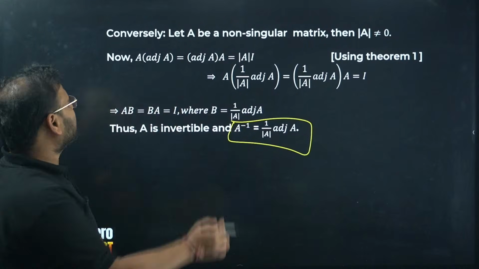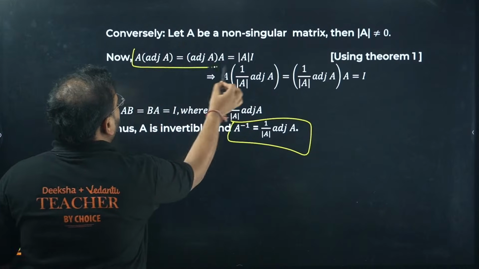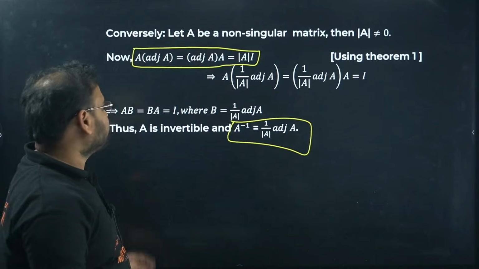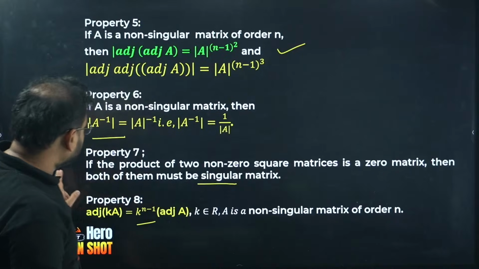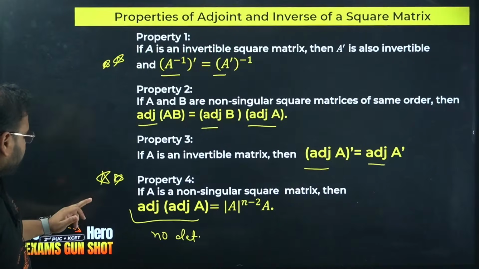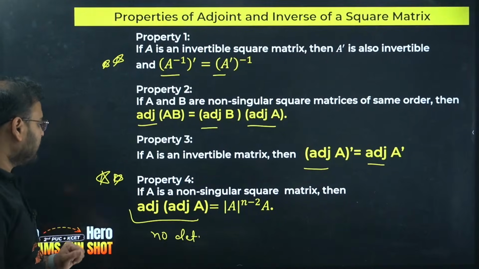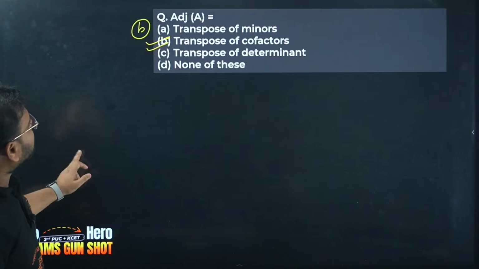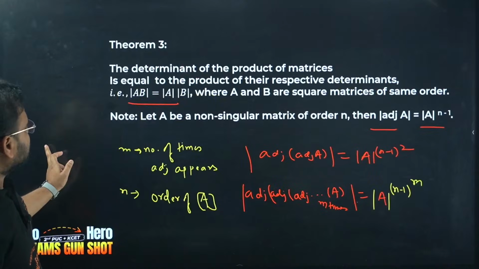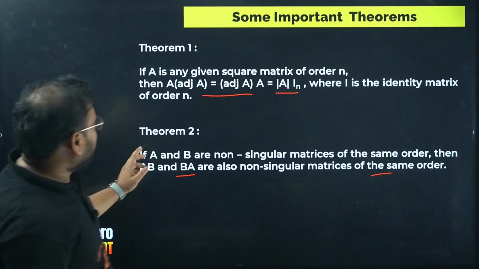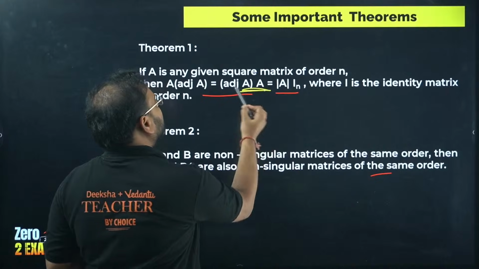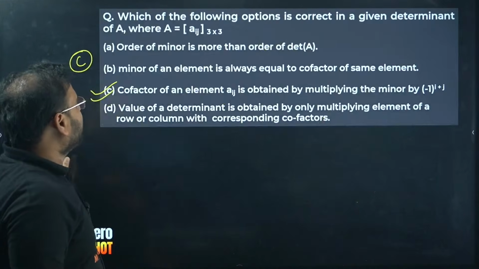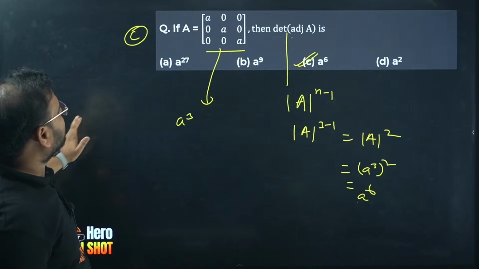Listen over here, using this property. Remember, A times adjoint A is given by determinant of A times I. I think I remember explaining it to you over here. The A adjoint A property, yes. Somewhere I've written it like this, right? A adjoint A, so we use this property, determinant of A times I. We use that property of determinants and adjoint over here.